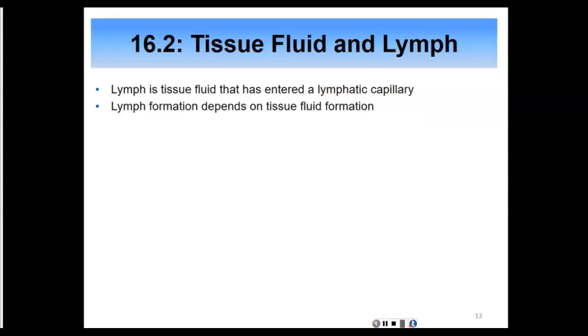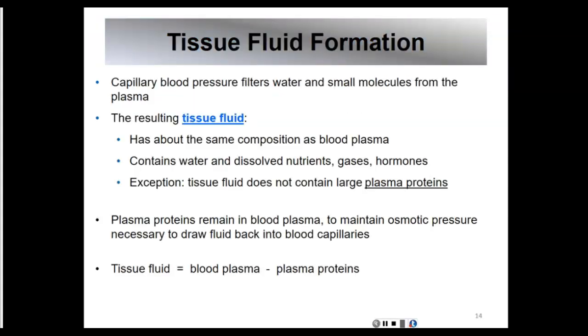Lymph is tissue fluid that has entered the lymphatic capillaries, and lymph formation depends on tissue fluid formation. Capillary blood pressure filters water and smaller molecules from the plasma, and the resulting tissue fluid has about the same composition as blood plasma, containing water and dissolved nutrients, gases, and hormones. The only thing it doesn't contain is large plasma proteins. Plasma proteins stay back in the blood plasma because they maintain the osmotic pressure necessary to draw fluid back into the blood capillaries.